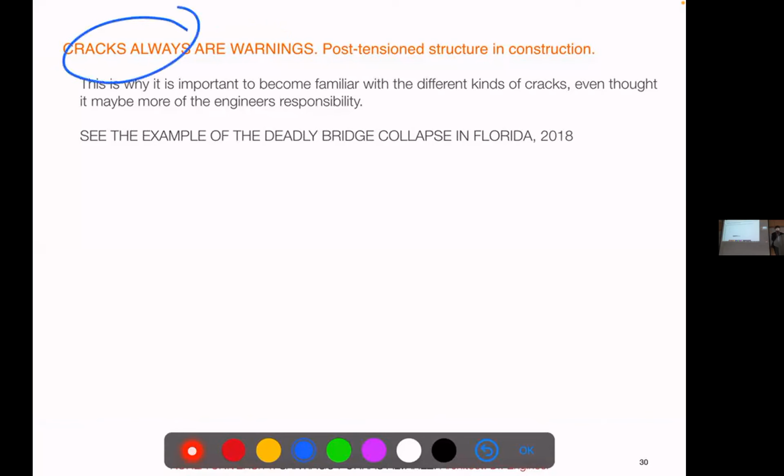So the point is the cracks, right? And when we have those pre-stressed constructions, they are really, really tricky. We have a bridge collapse in Florida International University, 2018.